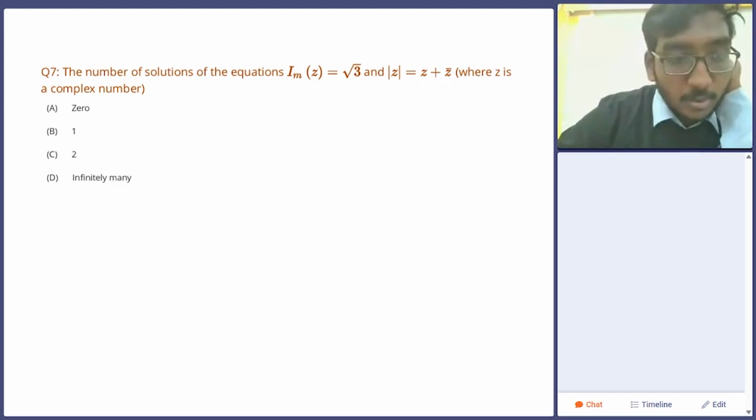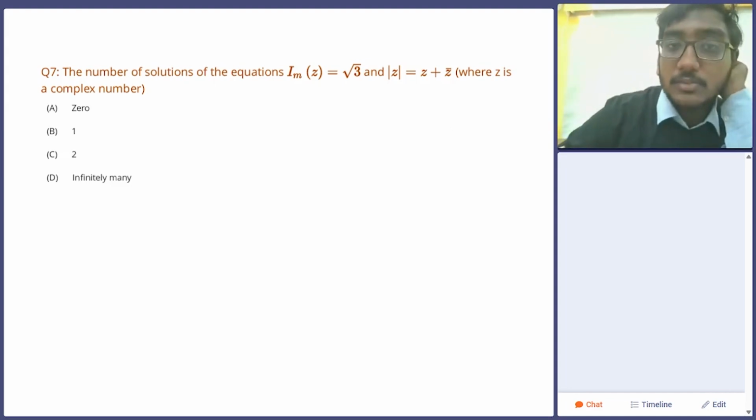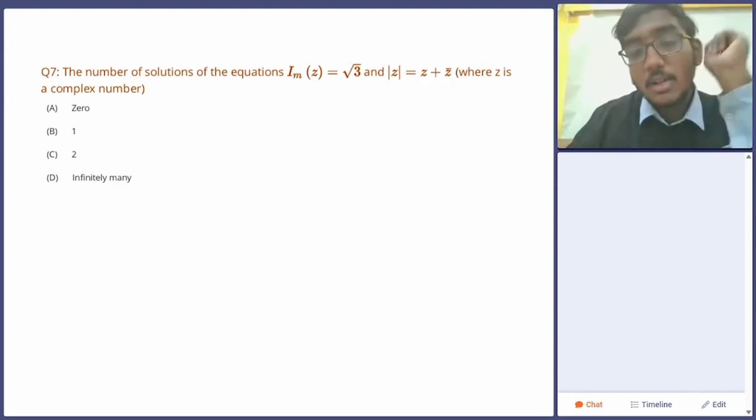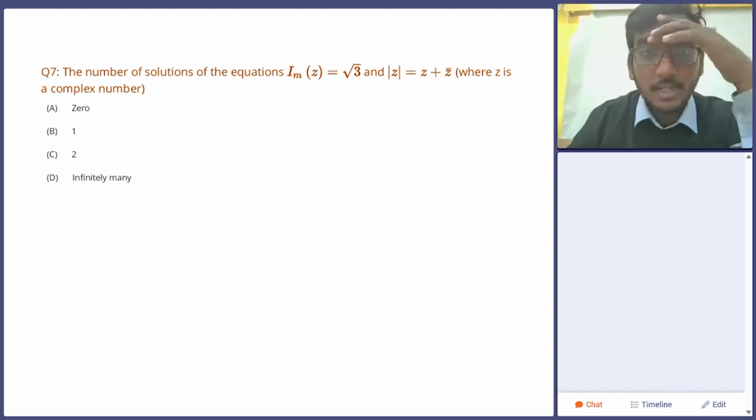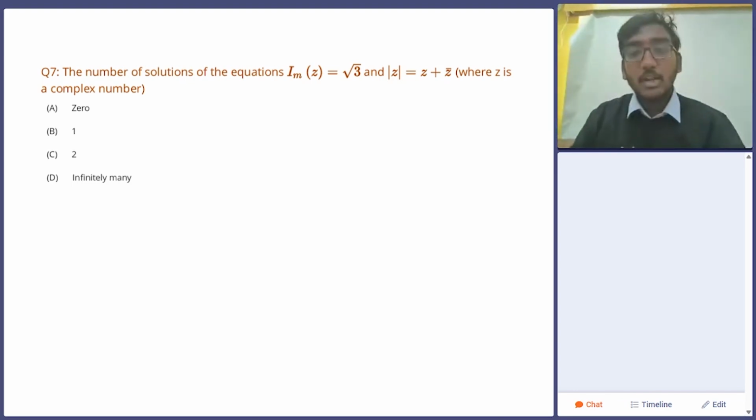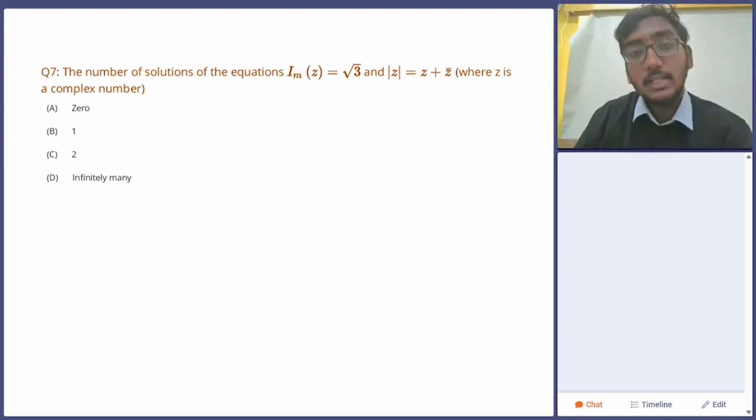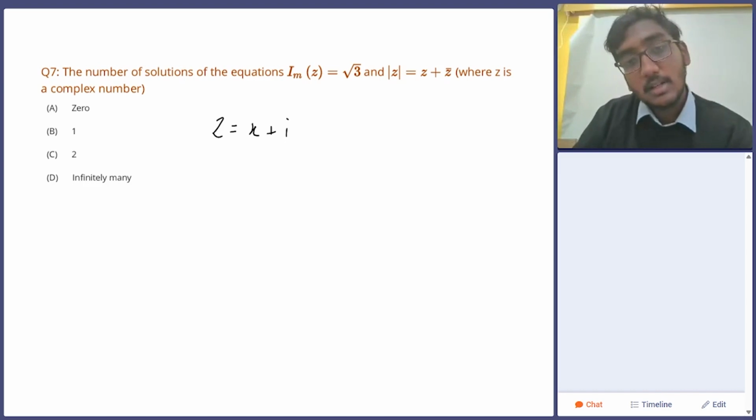And this question is from complex numbers, right? The number of solutions of the equations they are asking. Two equations are given. One is imaginary part of z is root 3, that they have given, right? And one more thing also they have given. See, let's assume that z is x plus iy, right? What they have given, imaginary part is root 3. That means z can be rewritten as x plus root 3i, right?